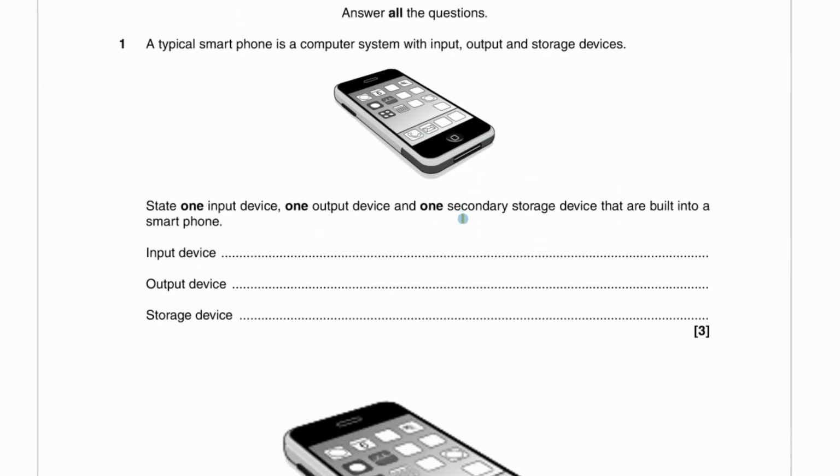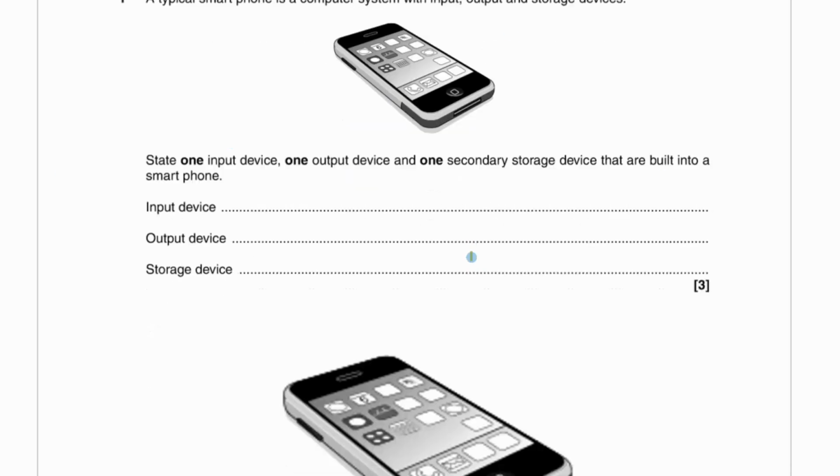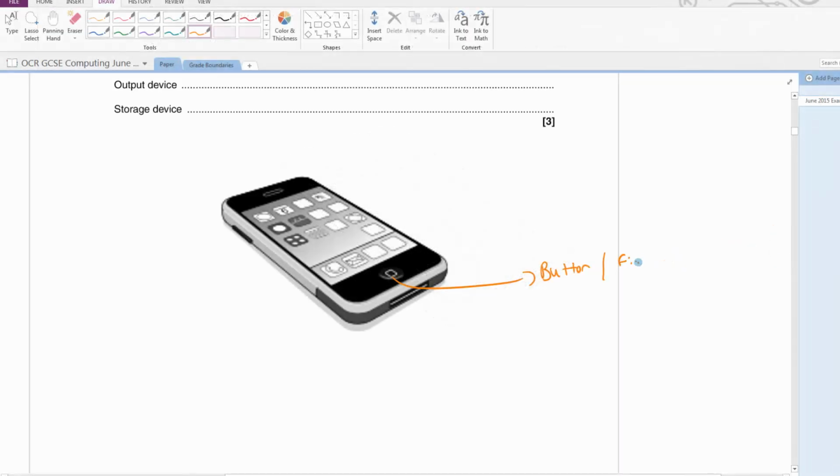Alright, if we begin with the first question, it's asking us to state an input device, an output device, and a storage device built into a smartphone. I'm just going to label it because it's slightly more helpful. If I put down some suggestions, the first one I thought of was a fingerprint input device.